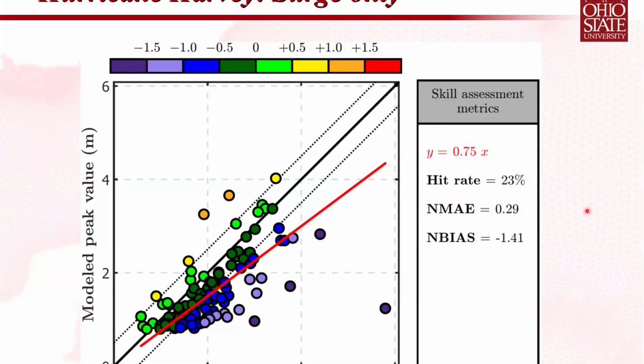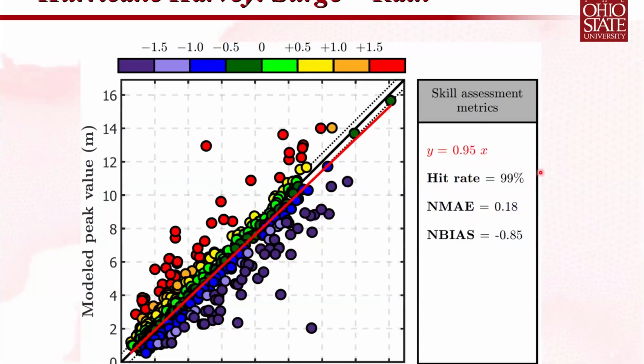However, if we include the addition of rainfall, you can see now we get a hit rate of 99%. So almost all of the high water marks were actually flooded with our model. We see an improvement in the other skill assessment metrics. For example, the slope of the best fit line is now 0.95, a lot closer to 1. The normalized mean absolute error dropped. And the bias, although it's still slightly under-predicting, improved as well.